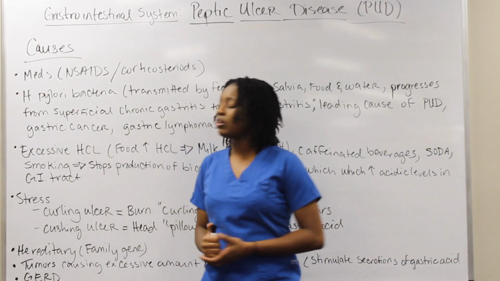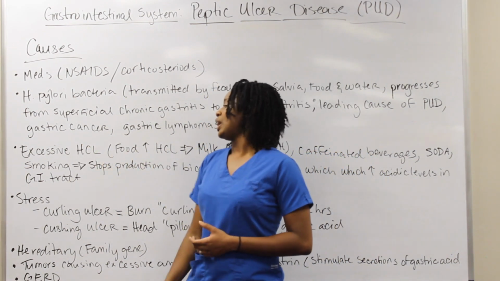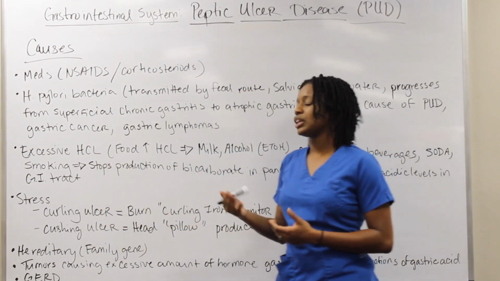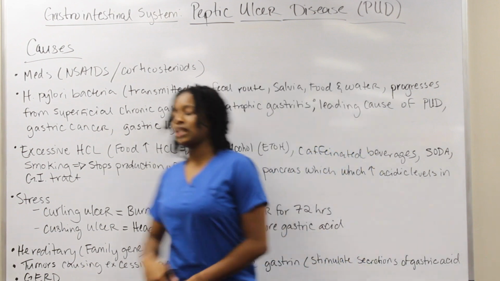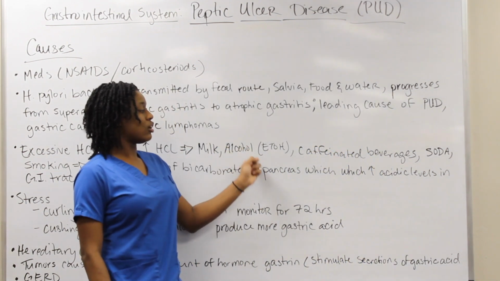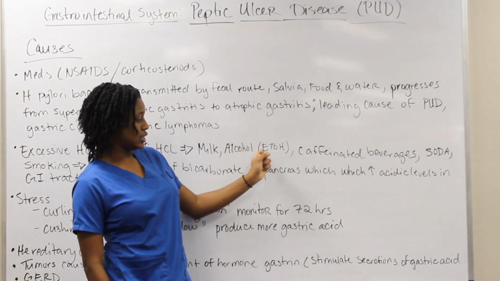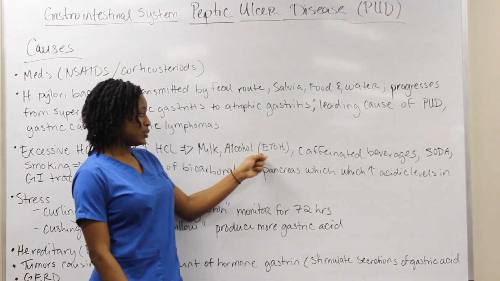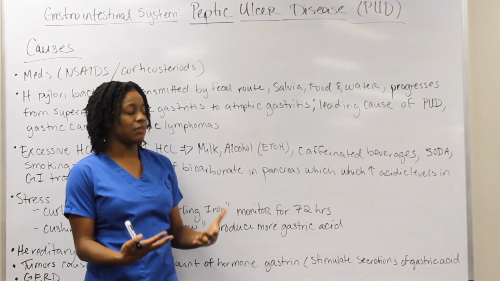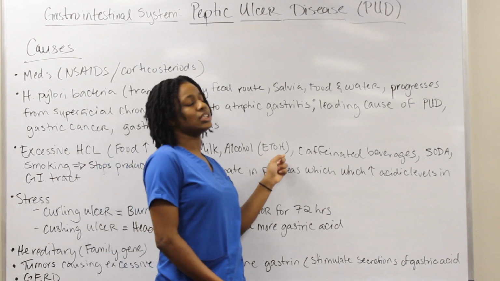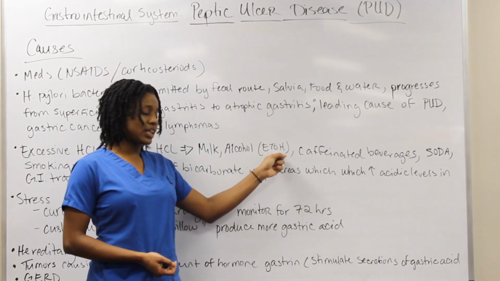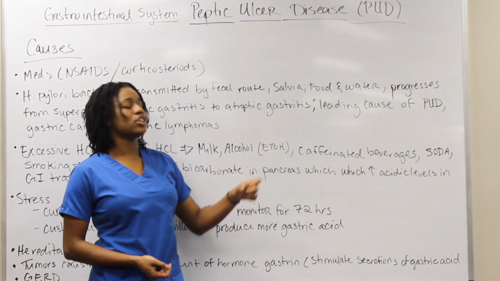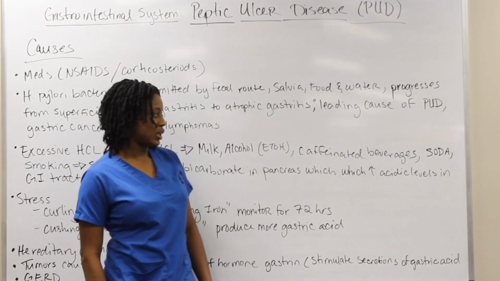Also, excessive amount of hydrochloric acid. And then you also have food that increases the hydrochloric acid within the body as well. So with that said, you have milk, you have alcohol, and the abbreviation for alcohol is ETOH. If you see me put this instead of alcohol, it's the same thing. They do put this on the medical charts, so just get familiar with seeing ETOH because it means the same thing, okay?